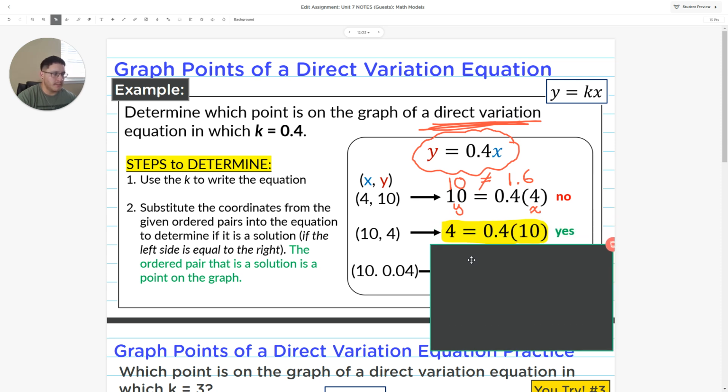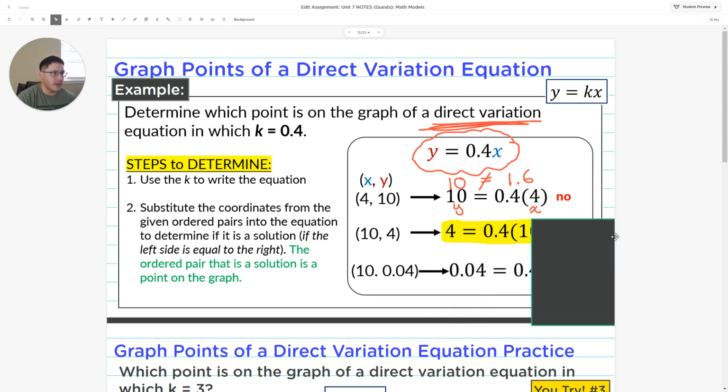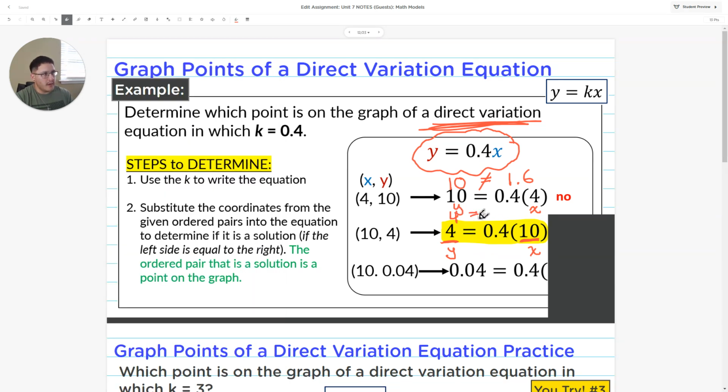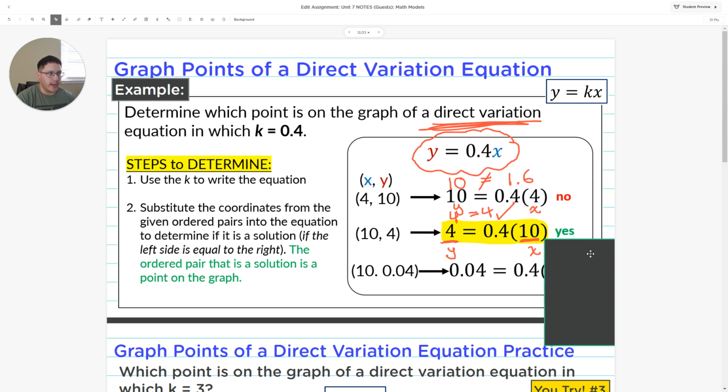10, 4. 10 comma 4. So we're going to plug in y with 4, and then we're going to plug in x with 10. So now 0.4 times 10 is 4. Therefore, 4 equals 4 is a true statement. 4 equals 4. That's why you see yes for this point as an answer.